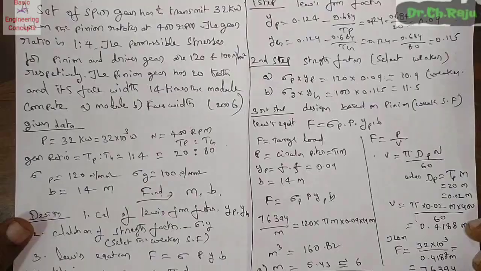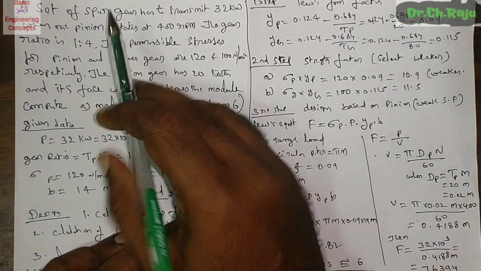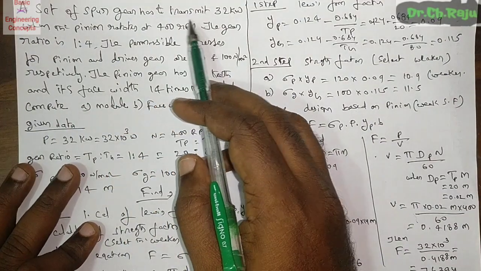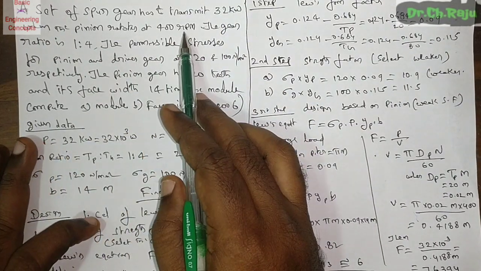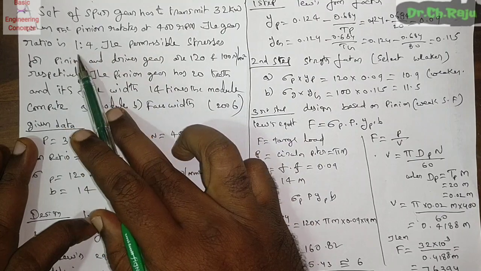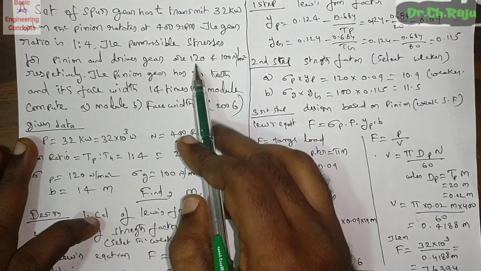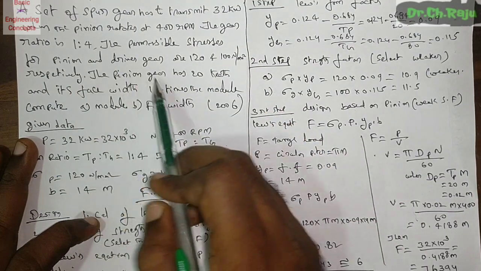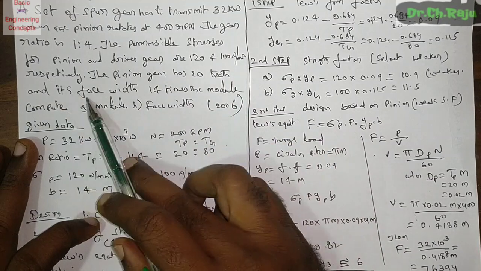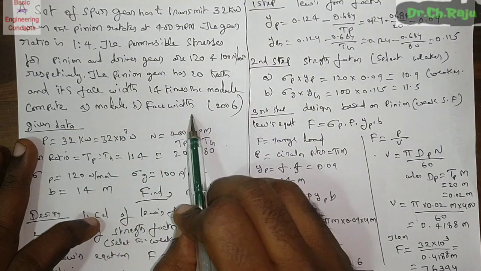Here is another example on the same line, that is the design of gears. A set of spur gears has to transmit 32 kilowatts when the pinion rotates at 400 rpm. The gear ratio is 1:4. The permissible stresses for the pinion and gear drives are 120 and 100 newtons per mm square respectively. The pinion has 20 teeth and its face width is 14 times the module. Compute the module and face width.